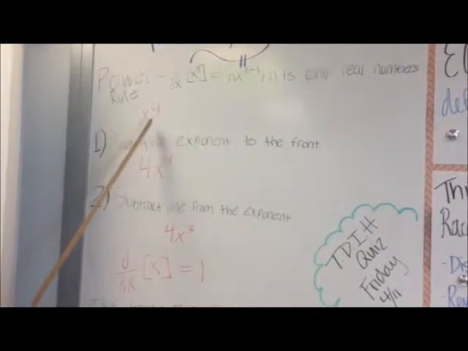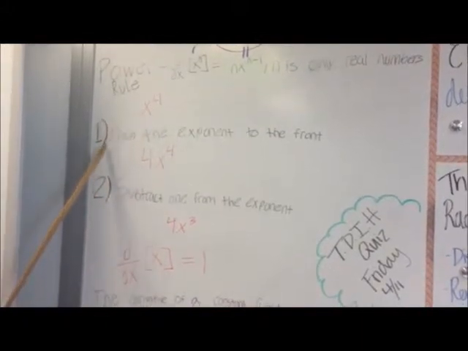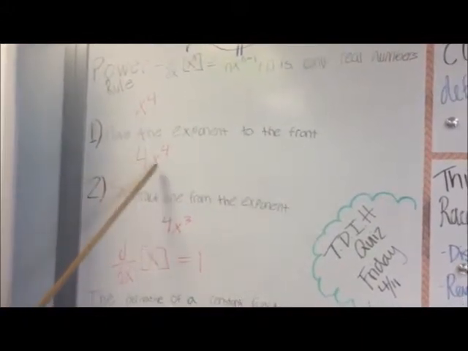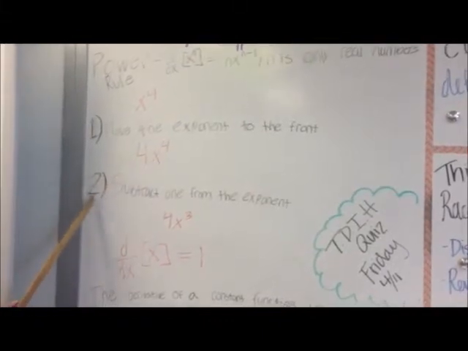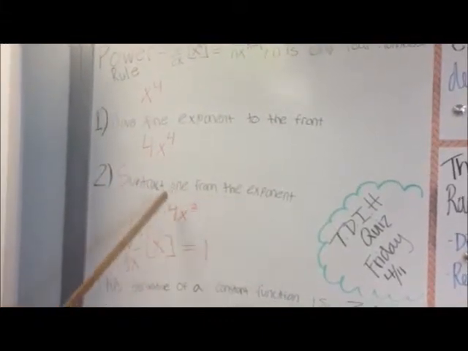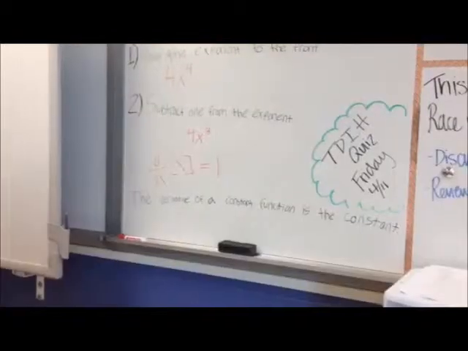Alright, we have our problem, x to the 4th. First, you want to move the exponent to the front. Now you have 4x to the 4th. Next, you want to subtract 1 from the exponent. Now you have 4x to the third.